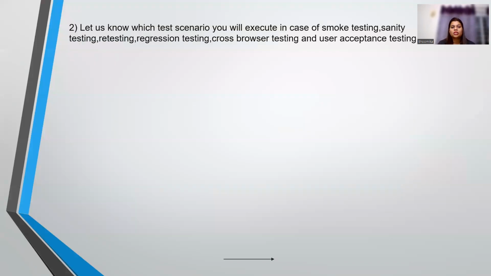So next question is, let us know what is smoke testing, sanity testing, retesting, regression testing, cross-browser testing, and user testing. See, if a person has given me a particular platform for me to test, it's 100% sure that I have to test each and everything.